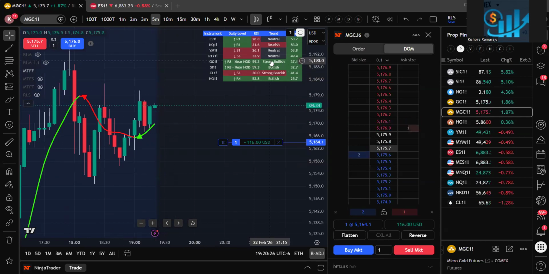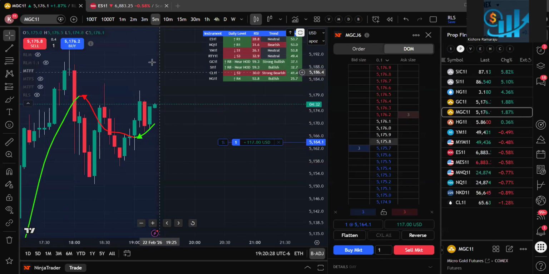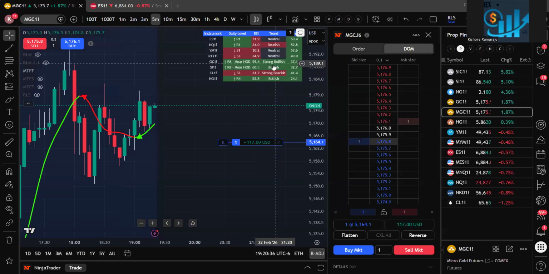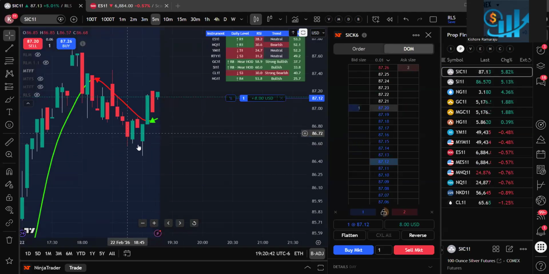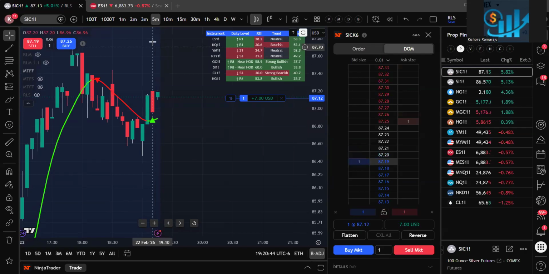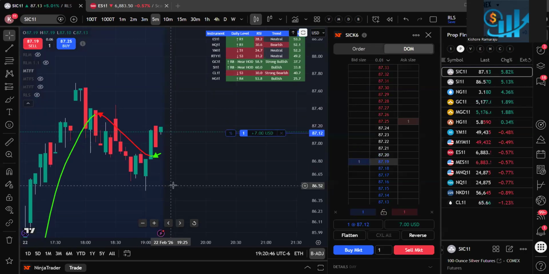Don't try to short these. Even though it may go to the premium zone, it may just do a small pullback and go further up. Do a small pullback, go further up. So that's very strong bullish. Same thing with silver and natural gas. Silver, we got a pullback, and again it started going up.